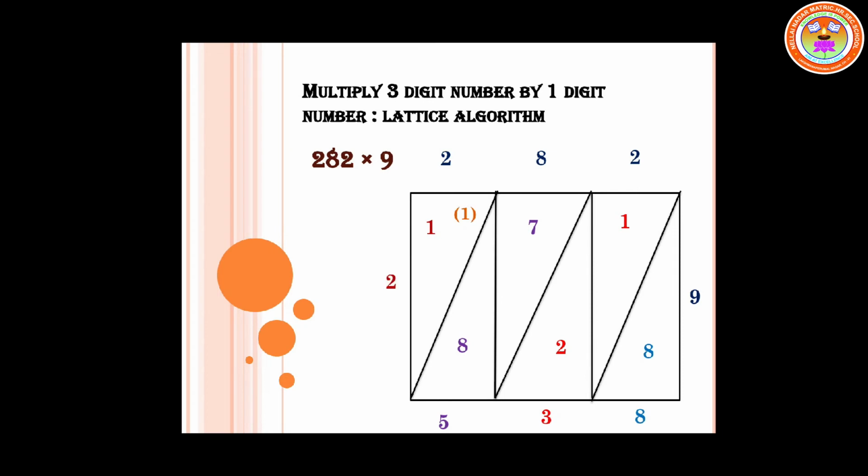So how should we write the answer? Yes, you guessed it. So you should write as 2, 5, 3, 8. Yes? So what is the final answer now? 282 into 9 is equal to 2538. Understood, children? Very good.